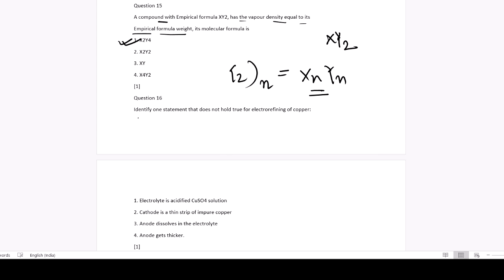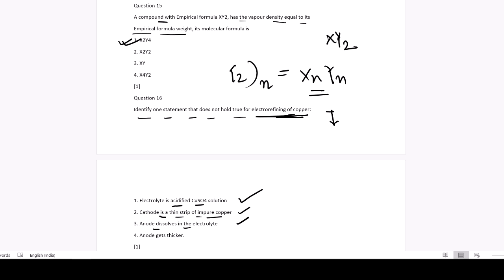In the next question we have to identify the statement that does not hold true for electro-refining of copper. So we need to know the process of electro-refining: the cathode, anode and electrolyte we are using. The electrolyte is acidified copper sulfate, correct. The cathode is a thin strip of pure copper, and the anode dissolves in the electrolyte. The anode is the impure copper. Anode dissolves in the electrolyte, that is also correct.